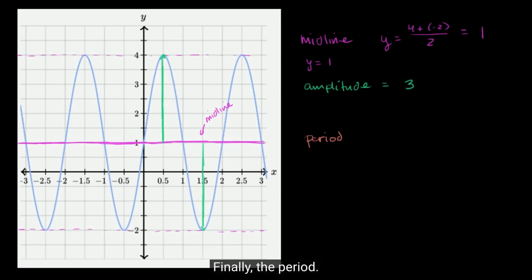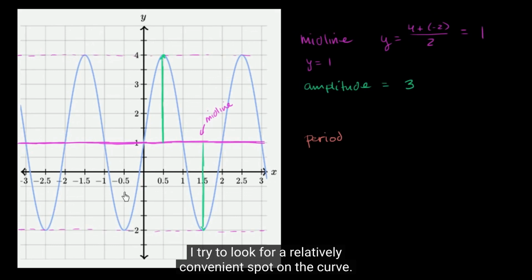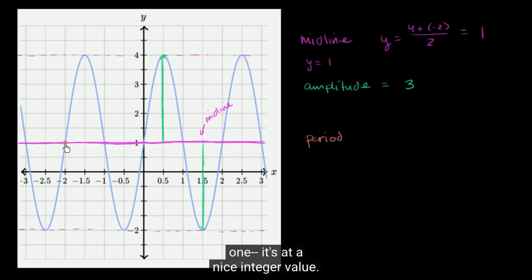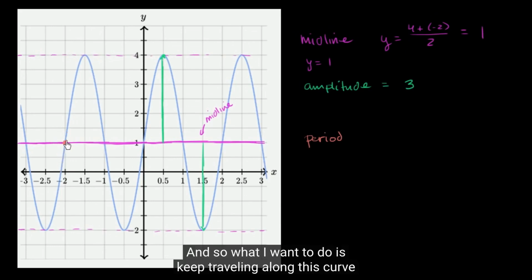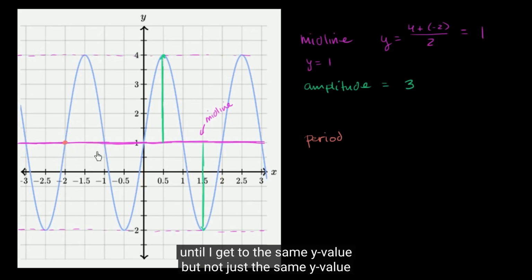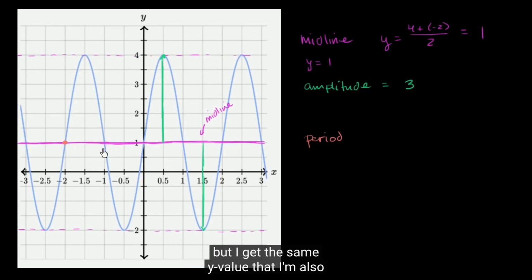Finally, the period. When I think about the period, I try to look for a relatively convenient spot on the curve. I'm calling this a convenient spot because when x is at negative 2, y is at 1, a nice integer value. What I want to do is keep traveling along this curve until I get to the same y value, and I'm also traveling in the same direction. So for example, let's travel along this curve. Essentially, our x keeps increasing.